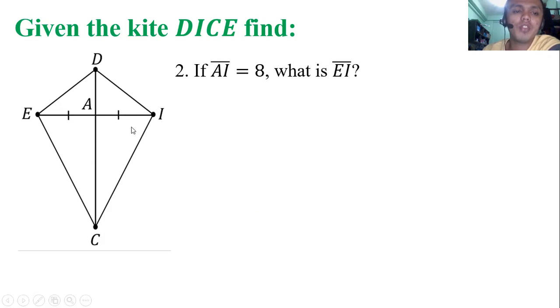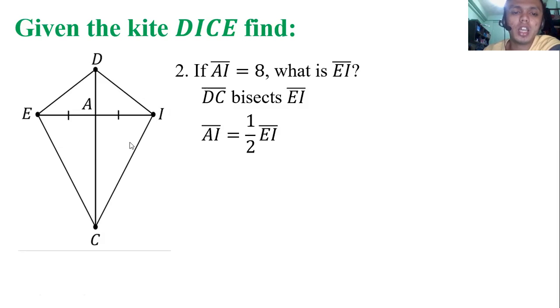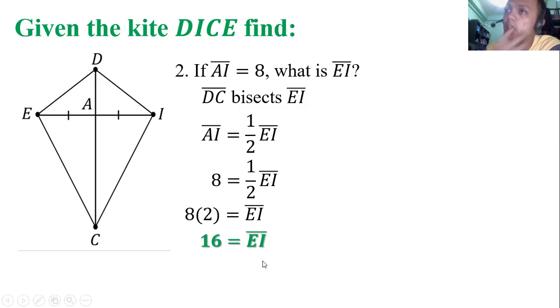Next, if AI is 8, what is EA? Ganun din, the same story, no? DC bisects EI and AI natin is equal to EA. Now, substitute your AI to 8, then multiply it by 2, no? 8 times 2, we have 16. So, your EI here is 16.